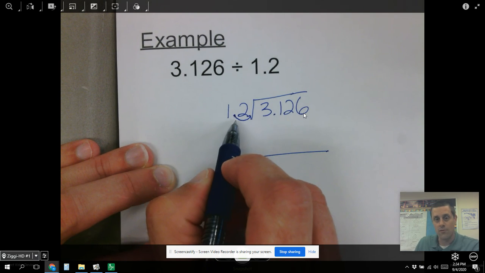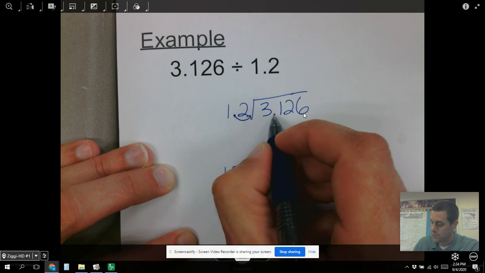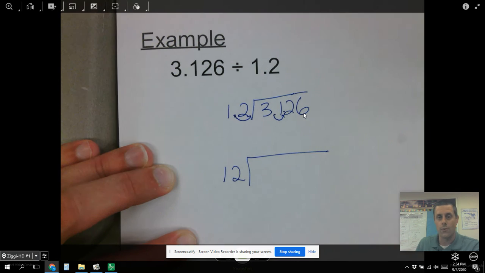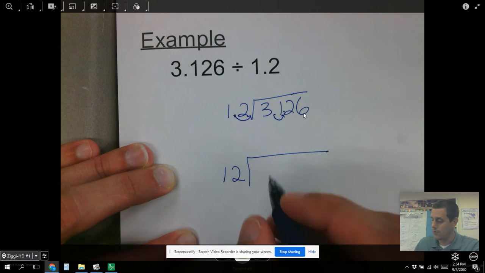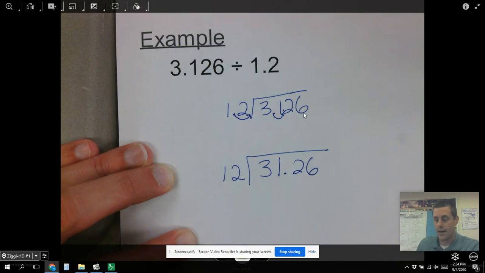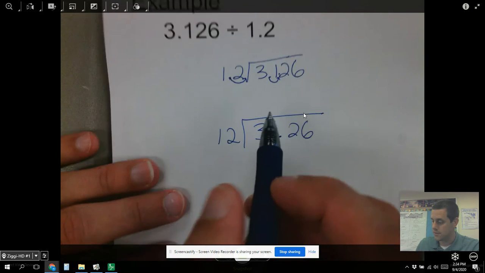Because my decimal point moved one place value to the right in the divisor, the same thing has to happen with my dividend. So I'm moving that decimal point one place to the right, so it's now between the 1 and the 2. Rewrite your new dividend, 31.26. And because my divisor is now a whole number, we can go ahead and start our long division.